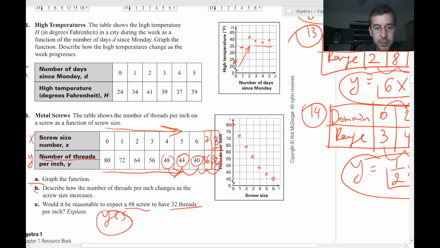Why? Because if you look at the few values before that, for sizes 4, 5, and 6, the number of threads decrease by 4. So if we expect the same pattern, then yes, for number 7 would be 36 threads. For size 8 would be 32 threads.